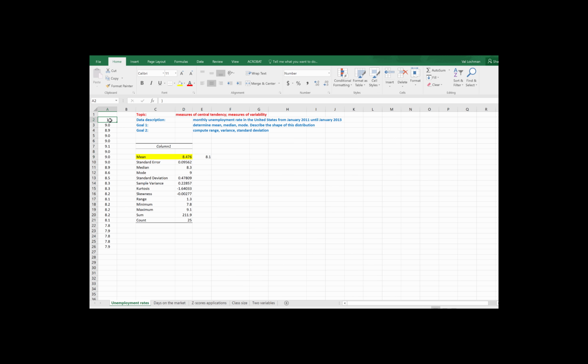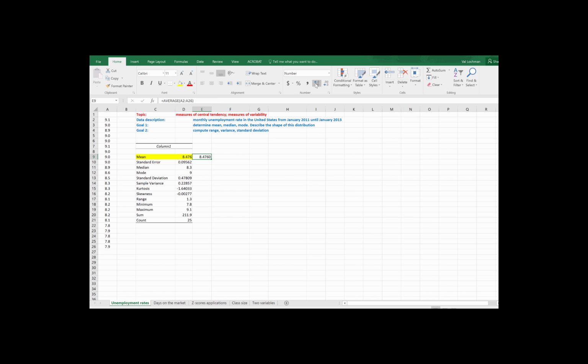Something is not right. Okay, let's redo this real quick. Equal average. And I need to be careful highlighting my cells. Here we go. Okay, you might say, why is it 8.5? Because I need to produce more decimal places. And there you go. So 8.476.